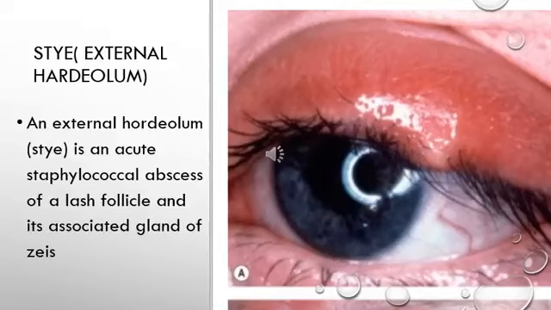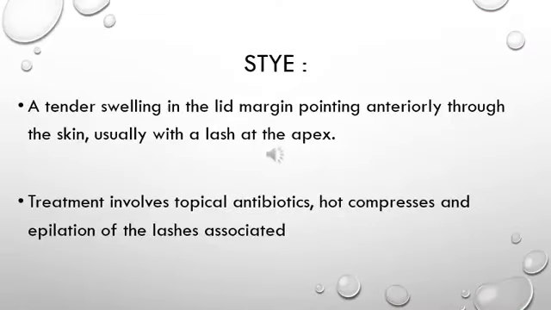Multiple lesions may be present, and occasionally abscesses may involve the entire lid margin. For those patients with a stye infection or external hordeolum, the treatment usually involves topical antibiotics and hot compresses. Sometimes we need to epilate the lashes at the point of the abscess. It may resolve the infection and the abscess itself.